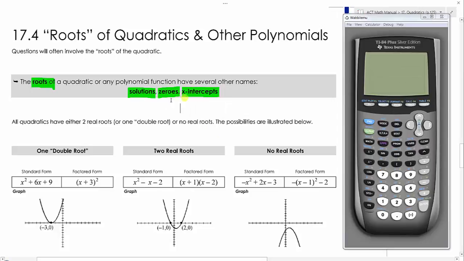If they ask you about x-intercepts, you can think of those as your zeros. If they ask you about solutions, you can think of those as your zeros. If they ask you about zeros, you can think of those as your roots. All the same thing. Anyway, have I made that point clear? These are all the same thing. Okay, moving on. Roots of quadratics.